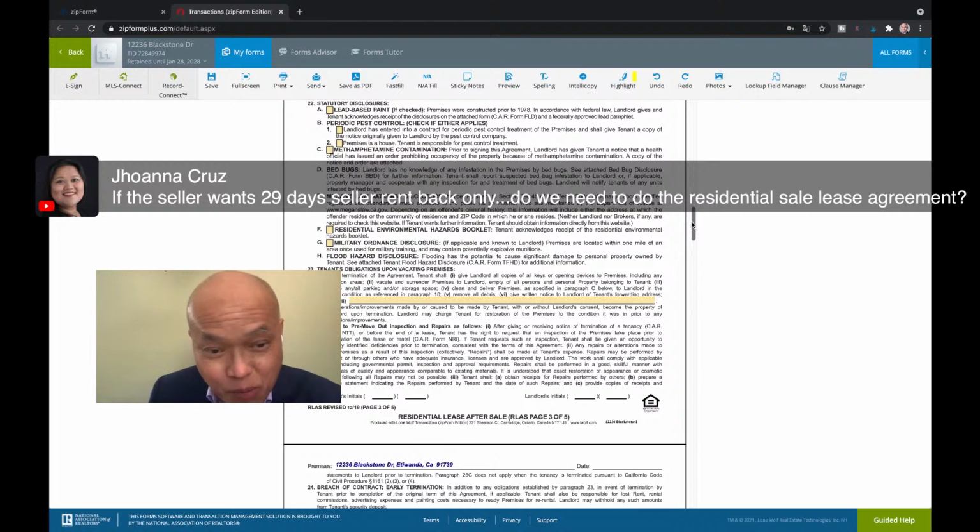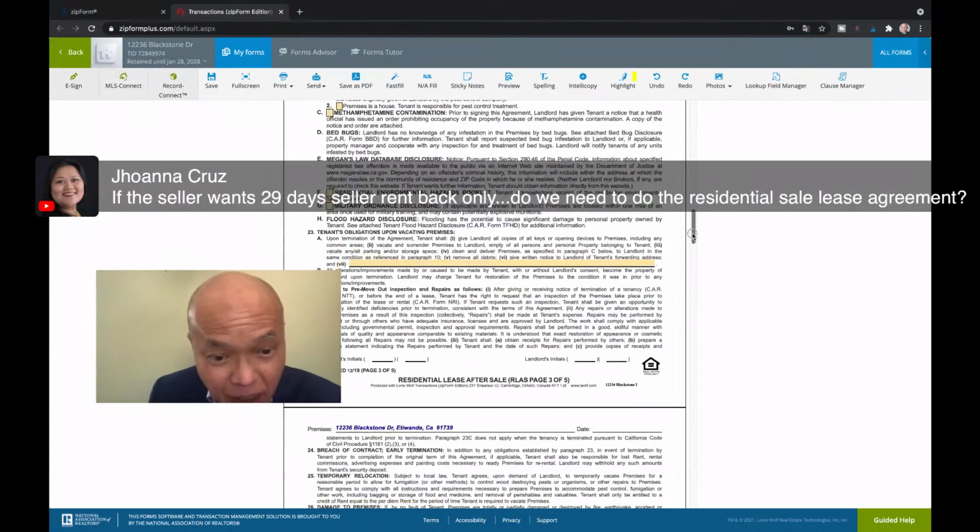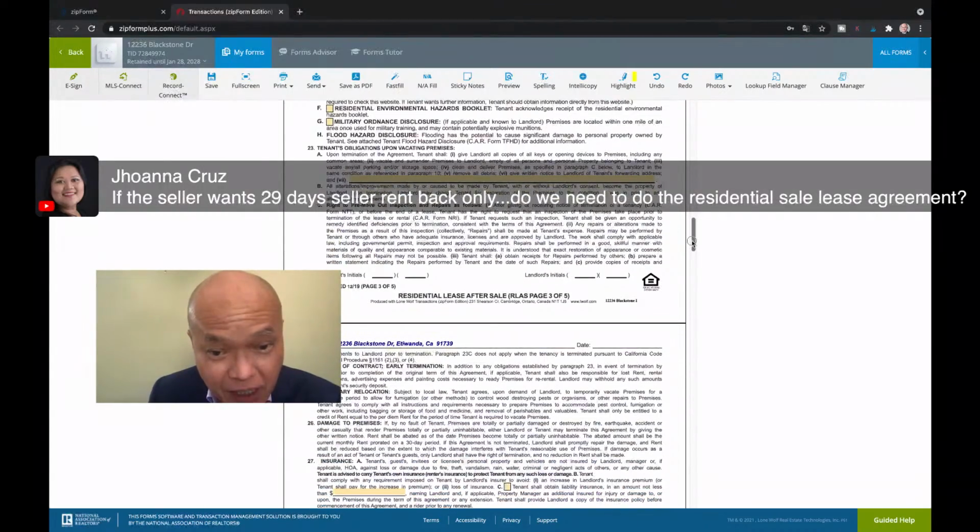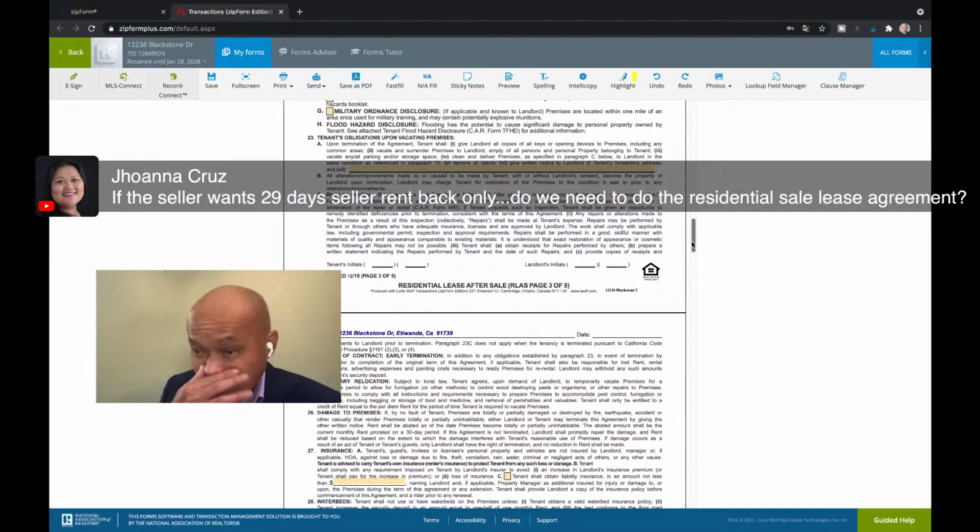Methamphetamine contamination, most of the time it doesn't apply anyway. If it does, go and check that box. Okay. 23, we're talking about tenant's obligations upon vacating the premises. So the landlord is no different from any other tenant. So you have some provision in here.